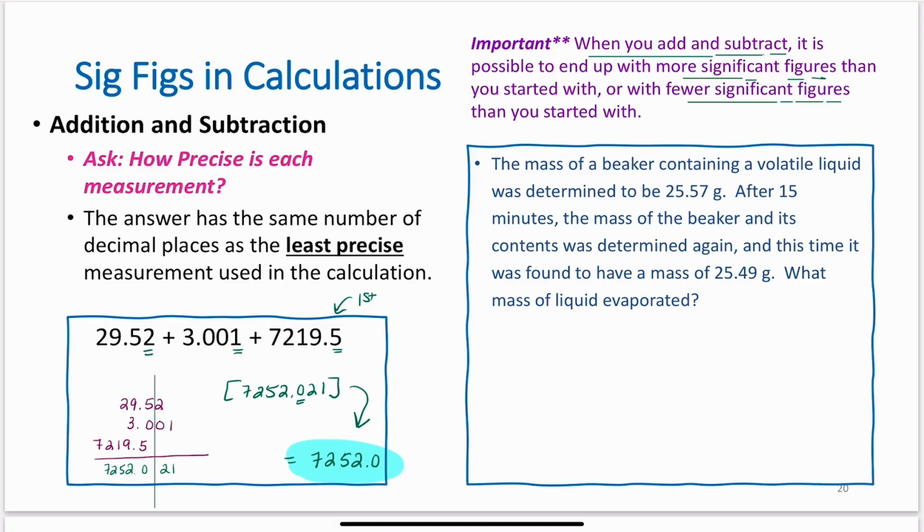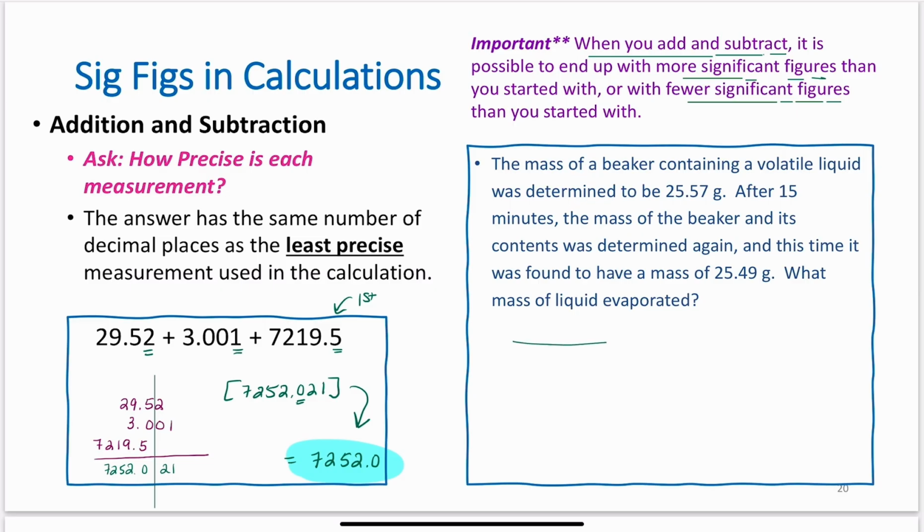Let's show an example. The mass of a beaker containing a volatile liquid was determined to be 25.57 grams. After 15 minutes, the mass of the beaker and its contents was determined again, and this time it was found to have a mass of 25.49 grams. What mass of liquid evaporated?